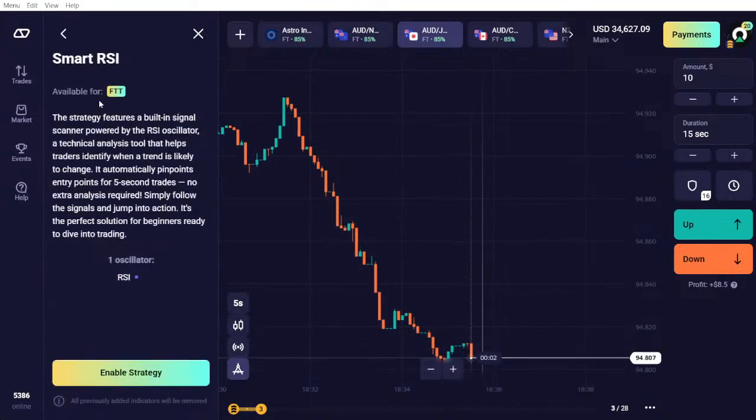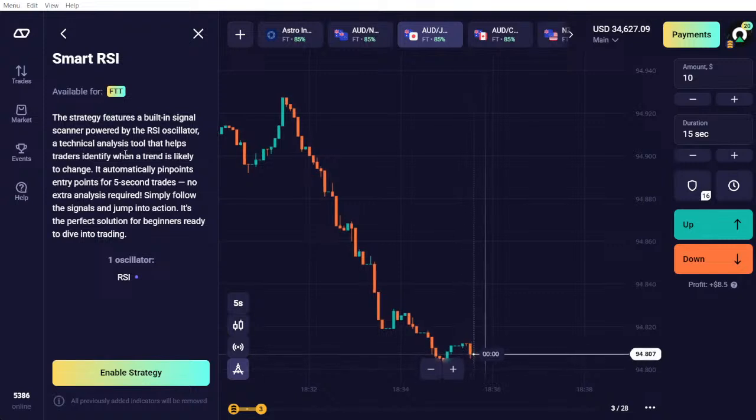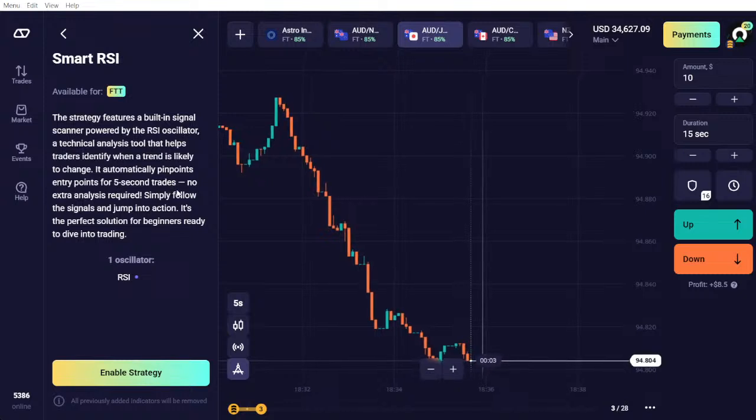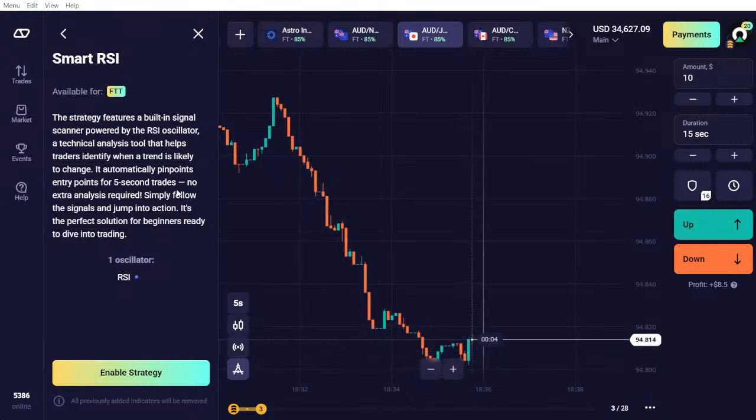Once I click on the strategy, a small piece of introduction is mentioned here, about how this RSI works, that it can be used for 5-second trades. So no extra analysis is required. All you just need to follow the signals. Let me show you how this strategy works.